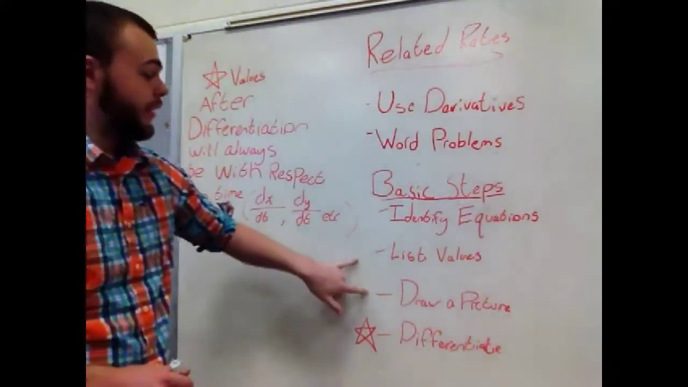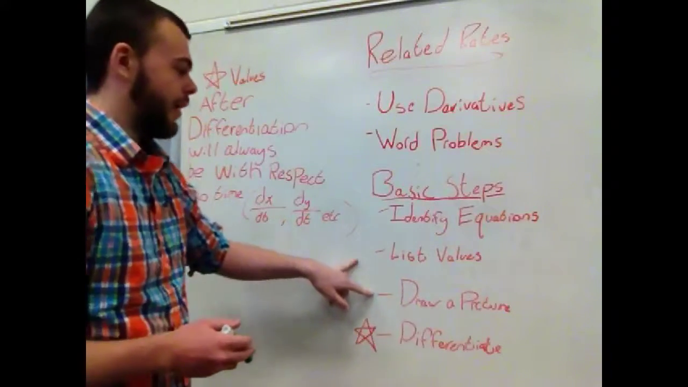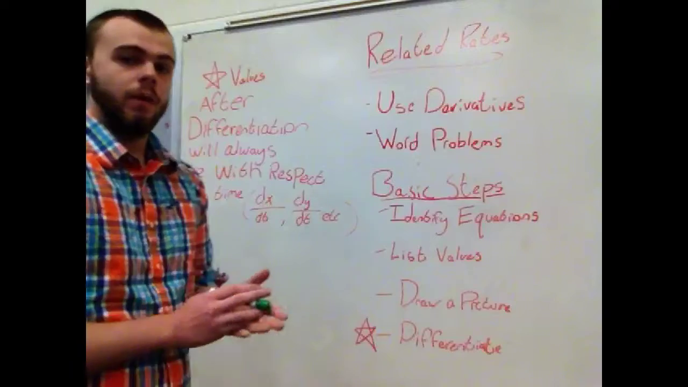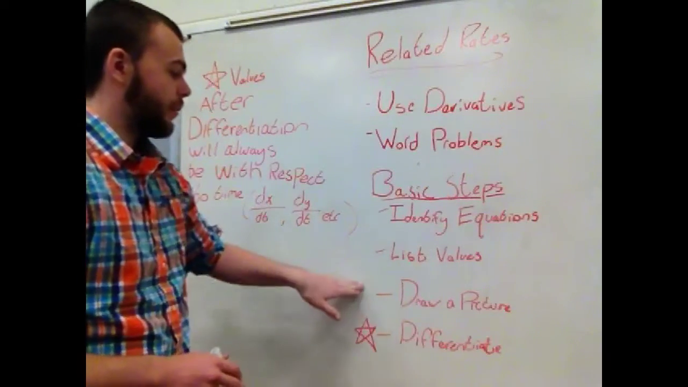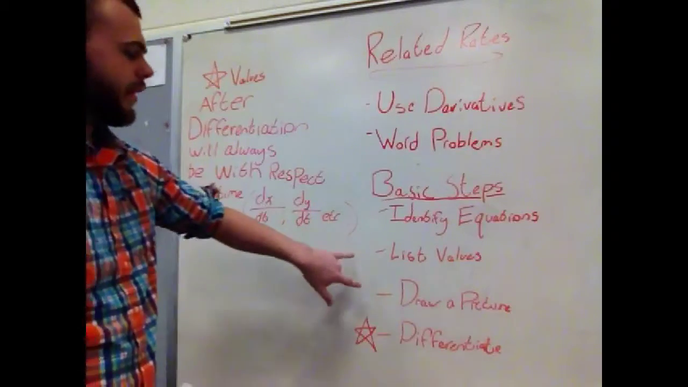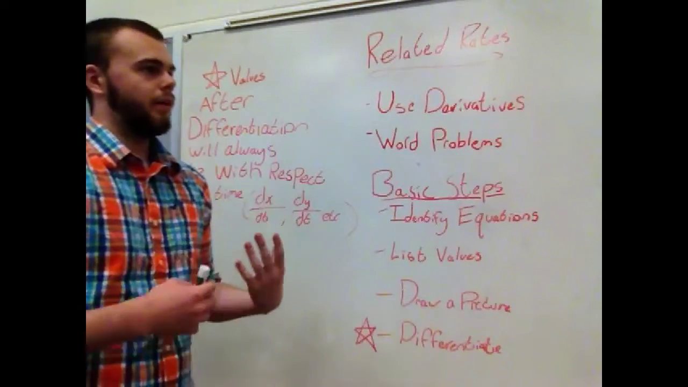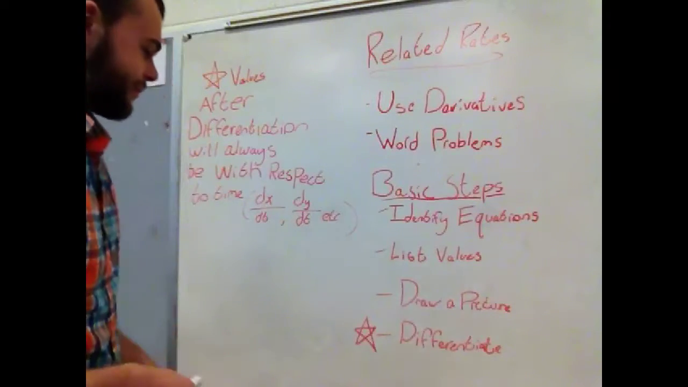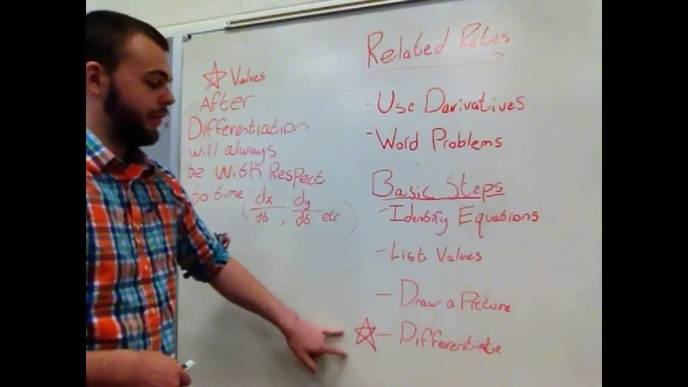These next two steps aren't necessary, but they are helpful. You can list the values that you need to know and the values that you already know. And drawing a picture can help you visualize what you need to solve. These two steps basically just help you graphically visualize your thoughts and help you solve the equation. And finally, you will need to differentiate.